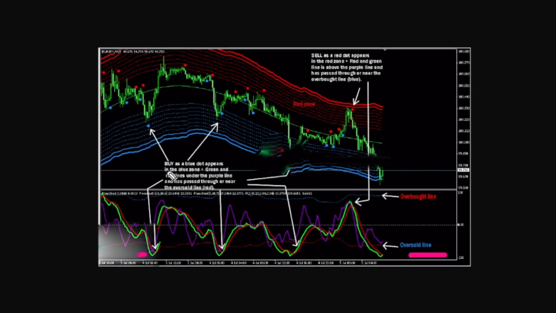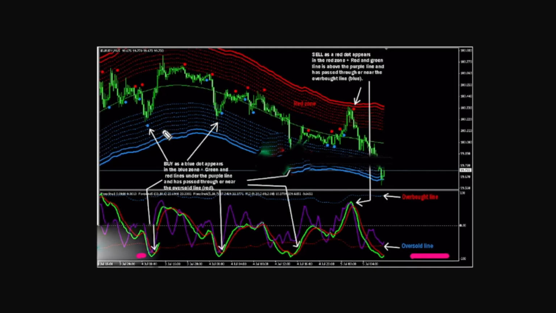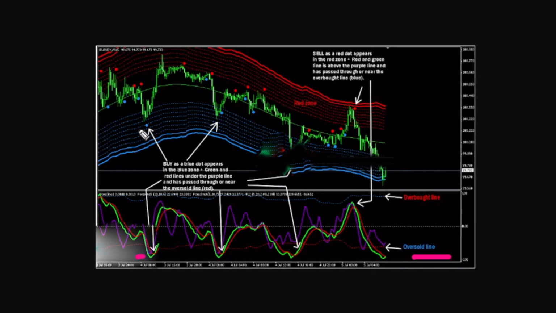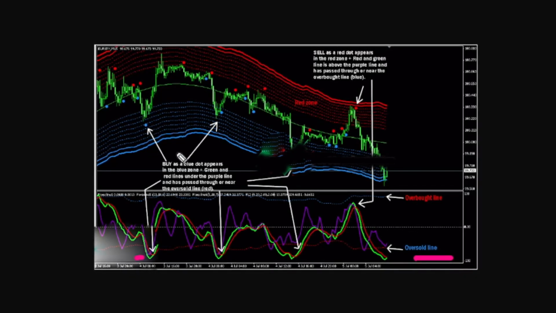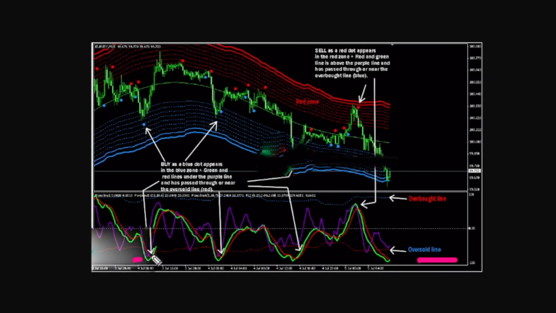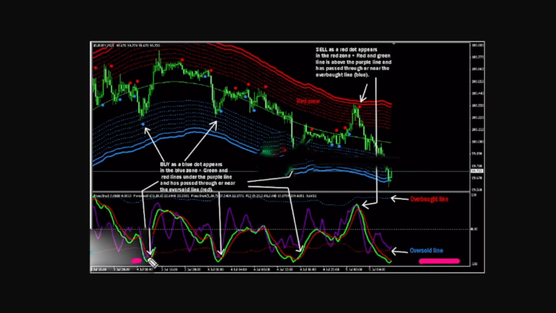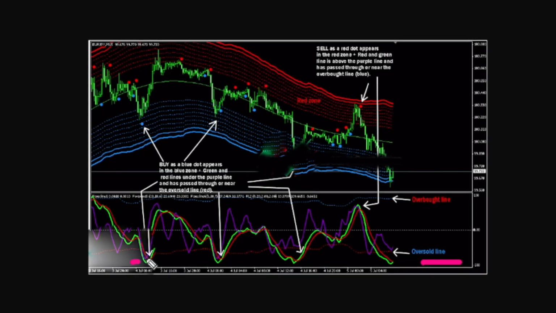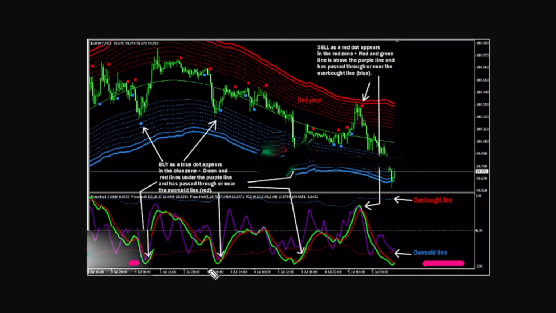So it's saying buy as the blue dot appears in the blue zone. So in the blue zone is where there are these blue lines. Okay, then the green and the red lines under the purple line has passed through or near the oversold line. This is when you buy.